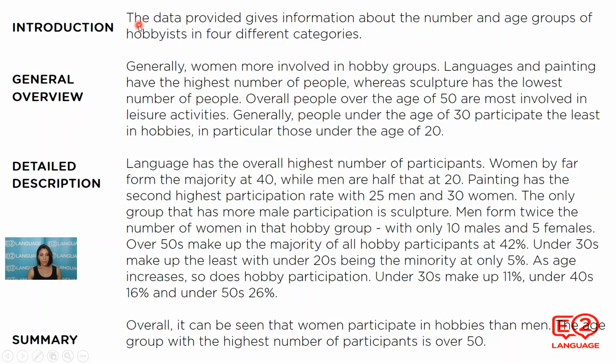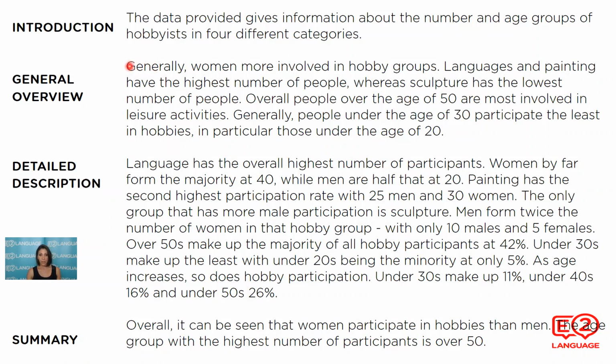The introduction tells us what the graph shows. The data provided gives information about the number and age groups of hobbyists in 4 different categories. It introduces what we're looking at. The general overview gives us the trends. Generally, women are more involved in hobby groups. Languages and painting have the highest number of people, whereas sculpture has the lowest number of people. Overall, people over the age of 50 are more involved in leisure activities. And generally, people under the age of 30 participate least in hobbies, in particular, those under the age of 20.